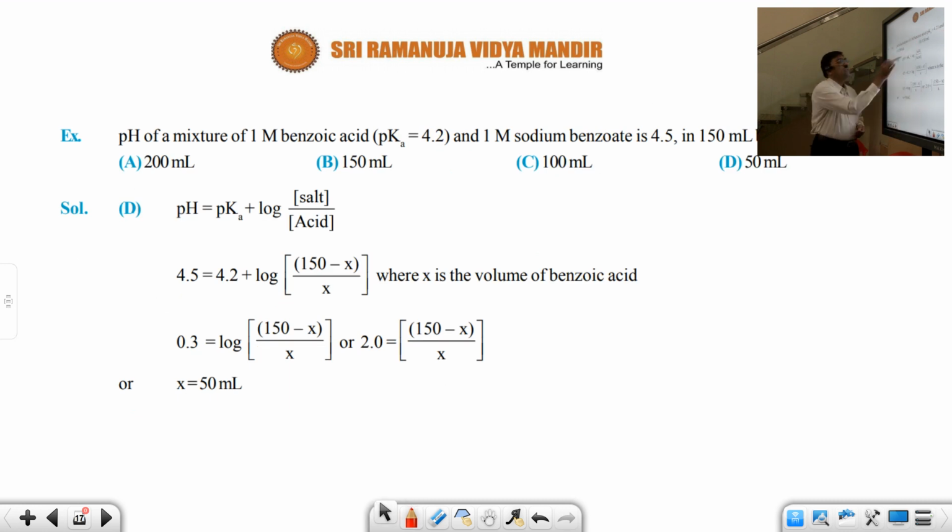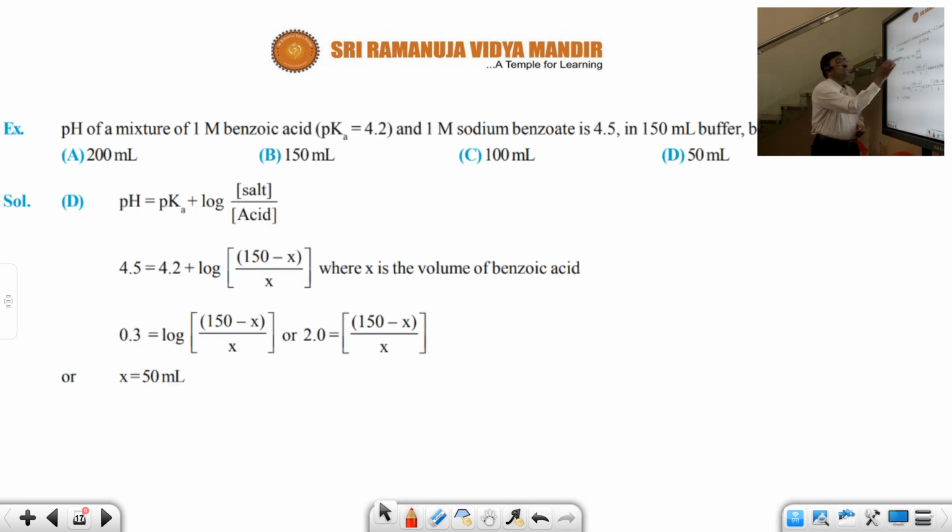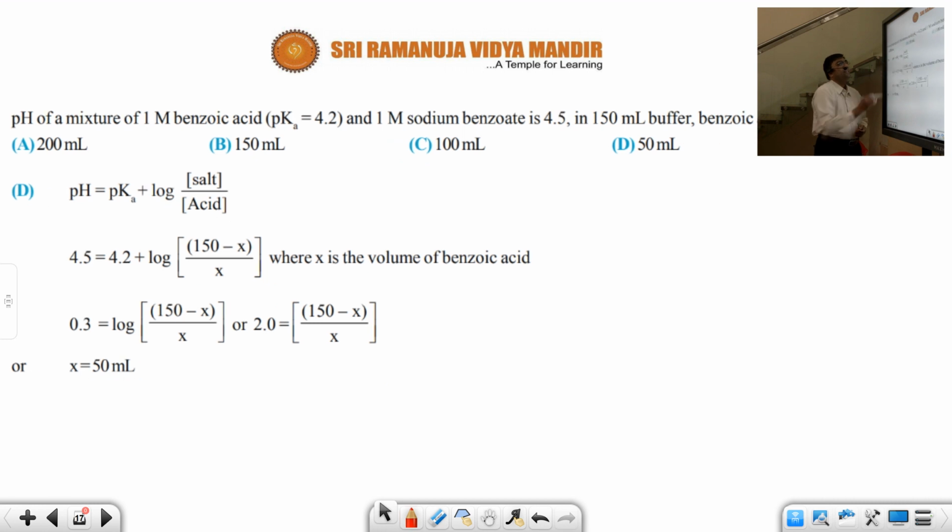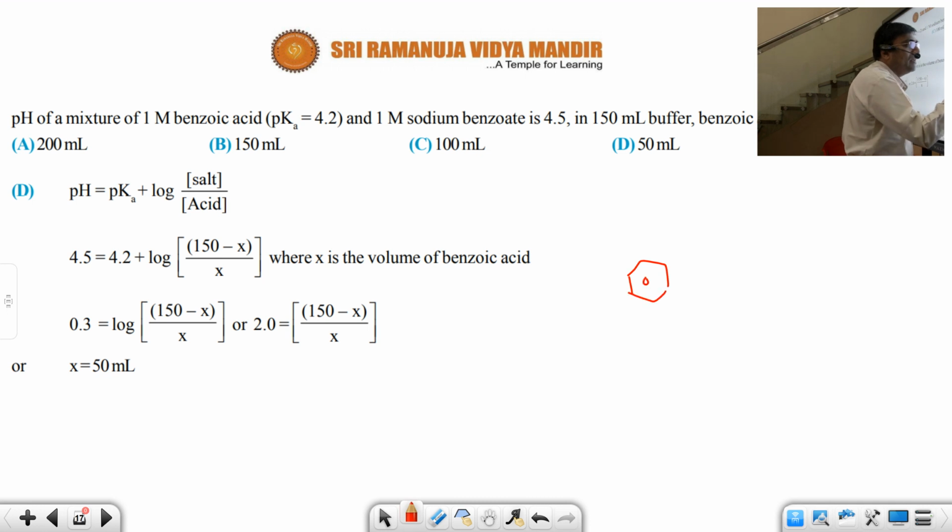Well, let us look at the next question. pH of a mixture of 1 mole of benzoic acid. So 1 molar benzoic acid. Benzoic acid looks this way. This is an organic acid. I made it very clear in my earlier sessions.